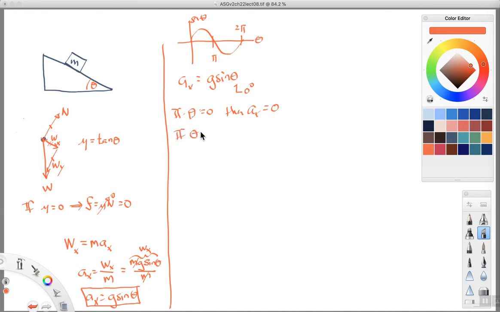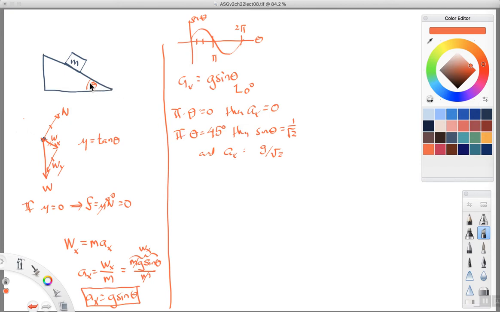If theta was, let's say, 45 degrees, then sine of theta, well, at 90 degrees, it's 1. At 45 degrees, it's 1 over root 2. So sine of theta is 1 over the square root of 2. And then the acceleration in the x direction would be g over root 2. It would just be some fraction of the acceleration of gravity.